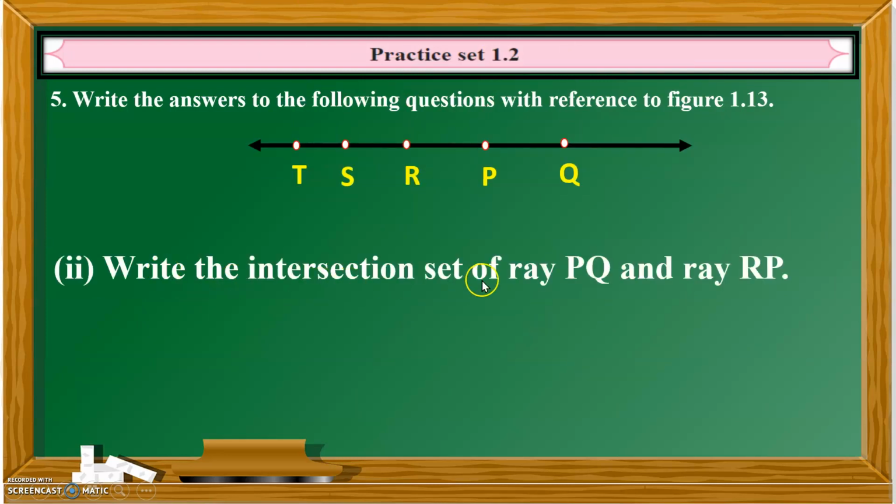Write the intersection set of ray PQ and ray RP. What do we mean by intersection set? Intersection set means only what is common to both these rays. Okay, so let's have first ray PQ. This is ray PQ and ray RP. This is ray RP. Okay, so the green ray and the pink ray. What is common? This portion, the green part is common to both of them. So what is the green part? The ray PQ. So the answer will be ray PQ.